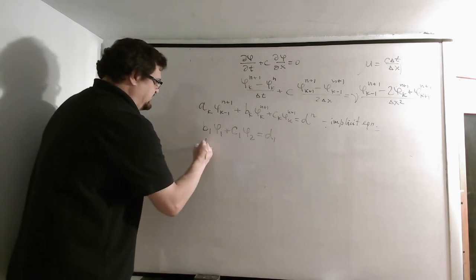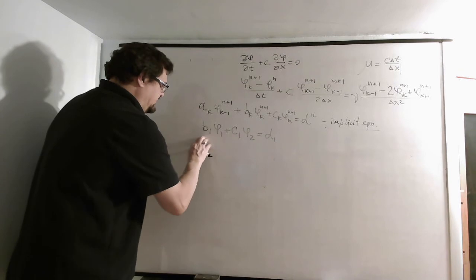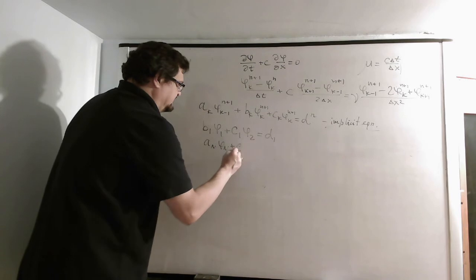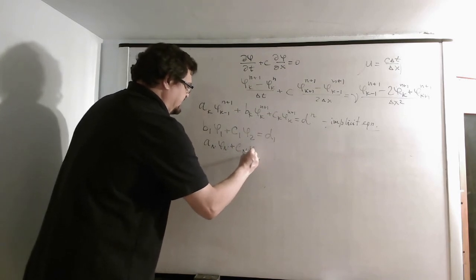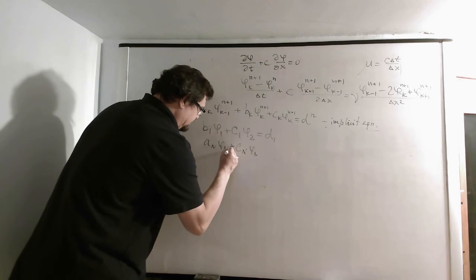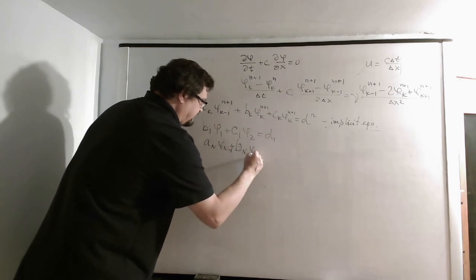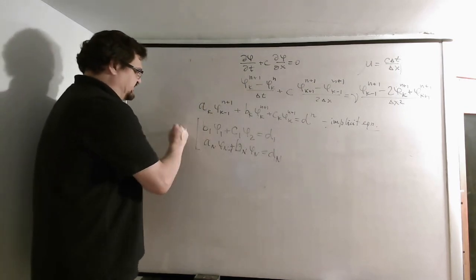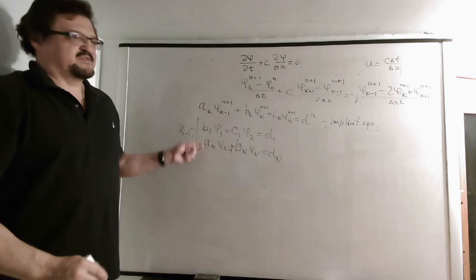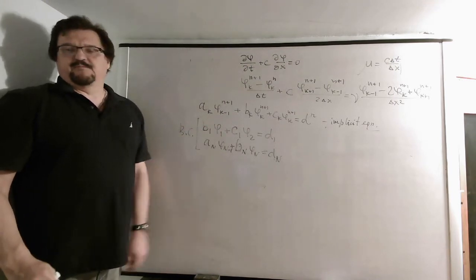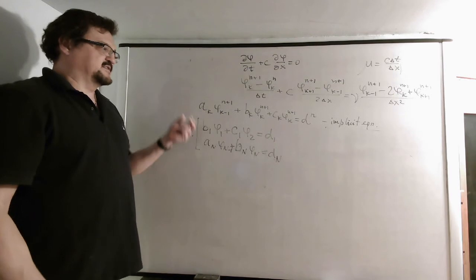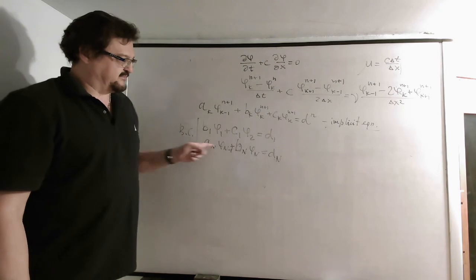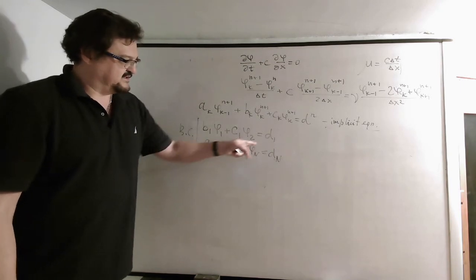And A_N phi_{N-1} plus B_N phi_N equals D_N. So this is your boundary conditions in general form. They incorporate all sorts of boundary conditions like specified flux, no flux, insulated, fixed value at the boundary. Everything can be written like this, by choosing the correct values.